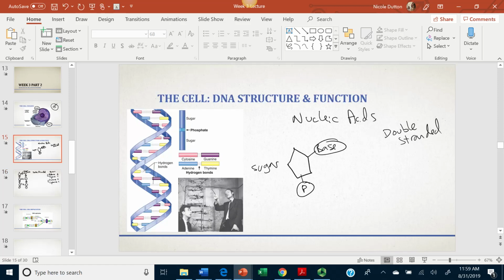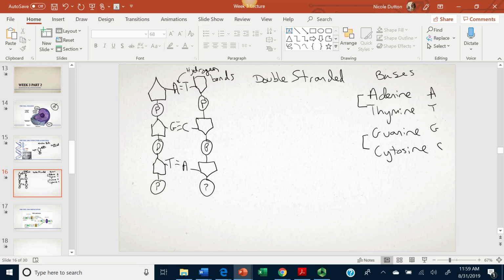Now if we look at this picture, we see that DNA is actually twisted into an alpha helix structure. Here you can see the bases in the center. The backbone consists of alternating sugar and phosphate groups, and then these hydrogen bonds hold those strands together. So DNA is double-stranded, and it's an alpha helix.